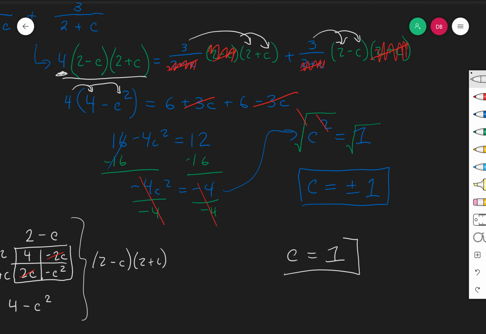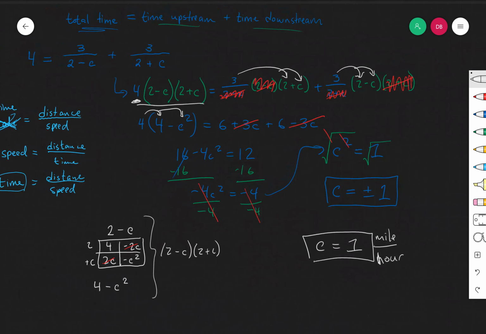This current is going at 1 mile per, oh, sorry. And really it's just 1 mile. It's not even multiple miles. So it's going at 1 mile per hour. So that's our answer. So the hardest part of this is just setting it up.